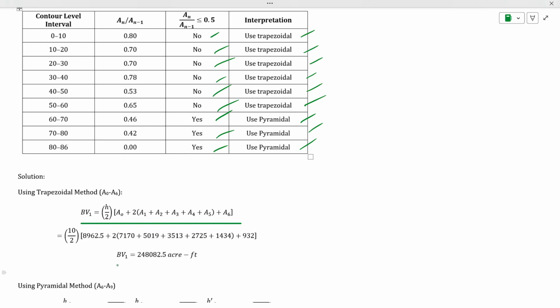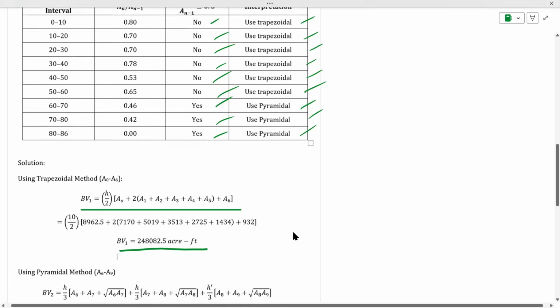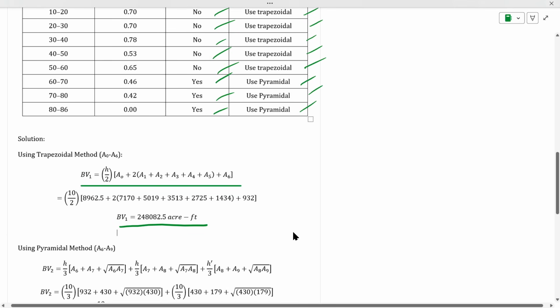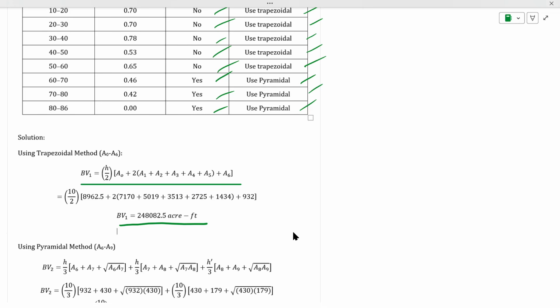And the final bulk volume using the trapezoidal method, we have BV sub 1, and that is equal to 248,082.5 acre feet. Next, for the pyramidal method, the intervals that are applicable for this method start from A sub 6 up to A sub 9, interval 60 up to 86.